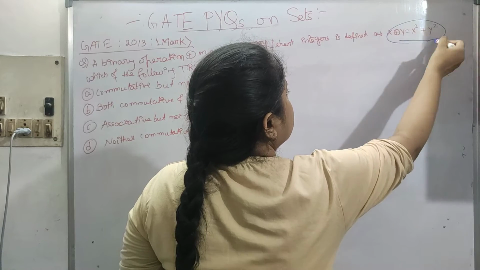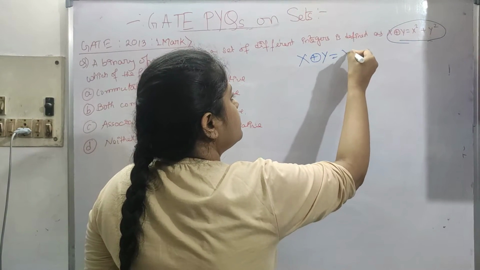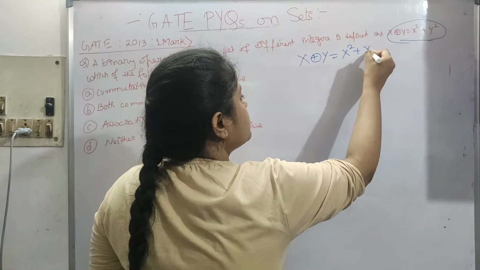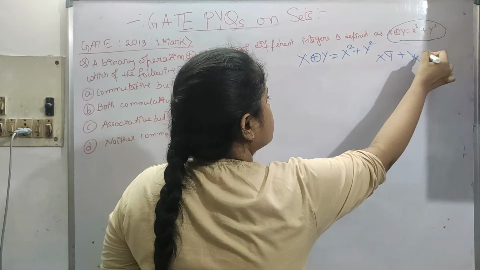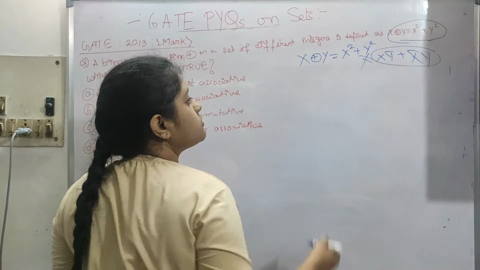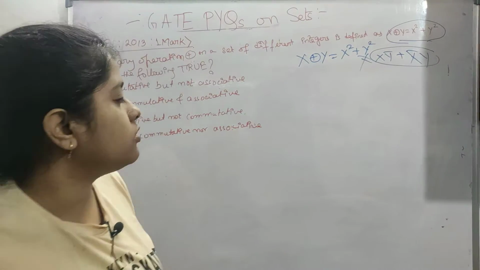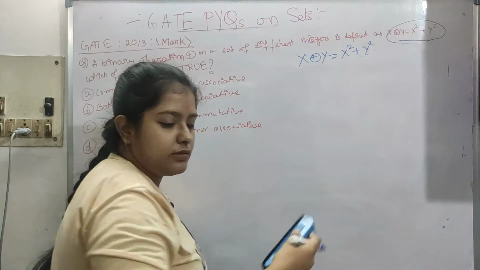So this binary operator is x square plus y square. Not XOR, which is x y bar plus x bar y. So this is XOR, and this is not equal, so you can see this is not XOR. XOR means exclusive OR, and we will do all this in digital logic.